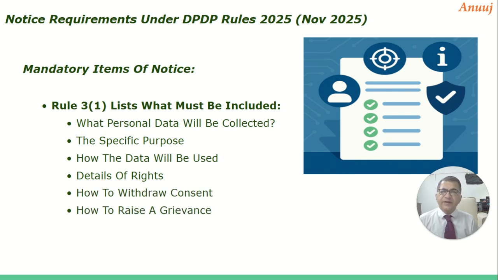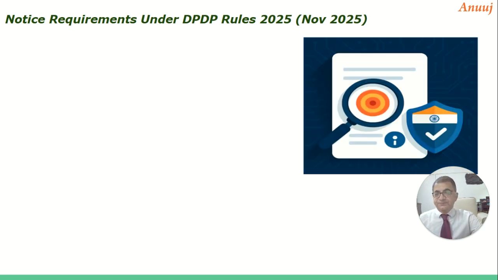And how do you raise a grievance in case you are not happy with any of the functions that we discussed? You're not happy with the way your rights are being taken care of. You're not happy with the way the consent withdrawal system is there. You're not happy with any processing of your personal information. You think it is beyond the purpose, and you can go back and raise a grievance or a complaint, right? And the notice has to detail that as well.